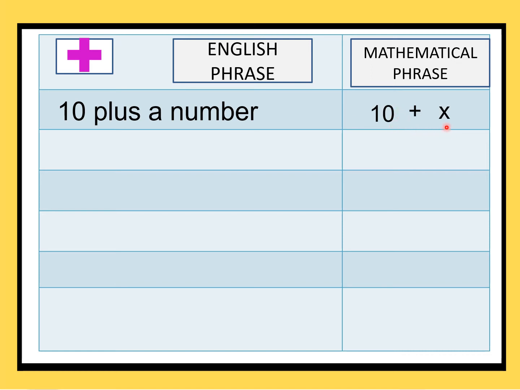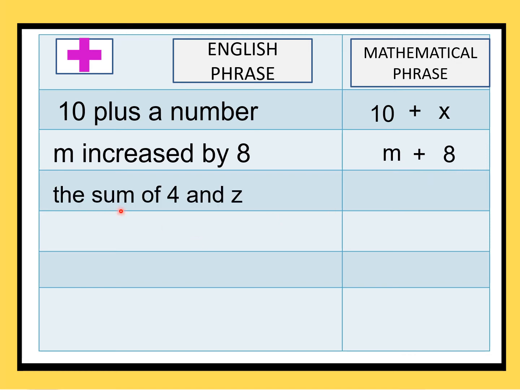Pwede rin naman yan palitan. Pwede siyang y, pwedeng z. So pwedeng 10 plus y, 10 plus a, 10 plus b. So kahit anong letter pwedeng gamitin. So ito lang yung pinaka-common na ginagamit, x. Number 2, m increased by 8. So ang keyword ay increase, that means plus. So we have the mathematical phrase is m plus 8.